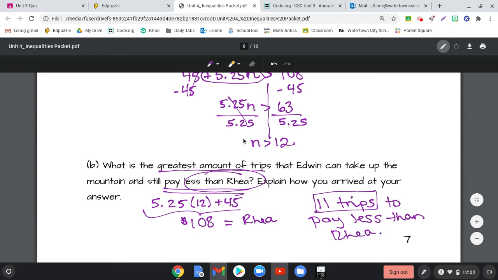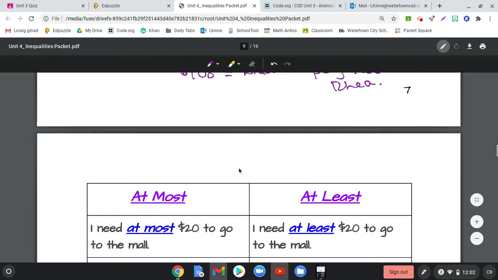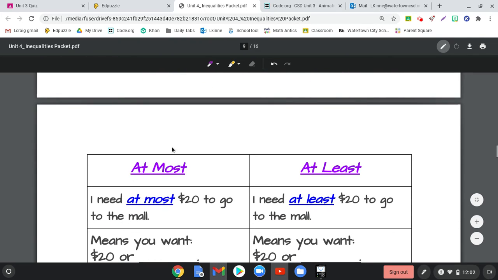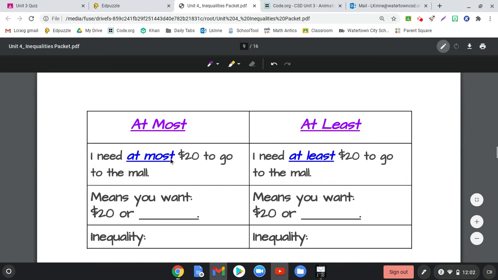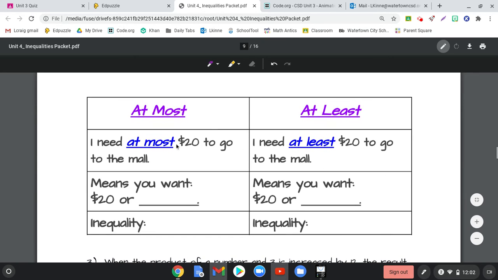All right, just watch out for the wording there. Now you're going to see a couple terms show up in these word problems, "at most" and "at least." So think about this. If you're not sure what to do with it, think about it in terms of money.